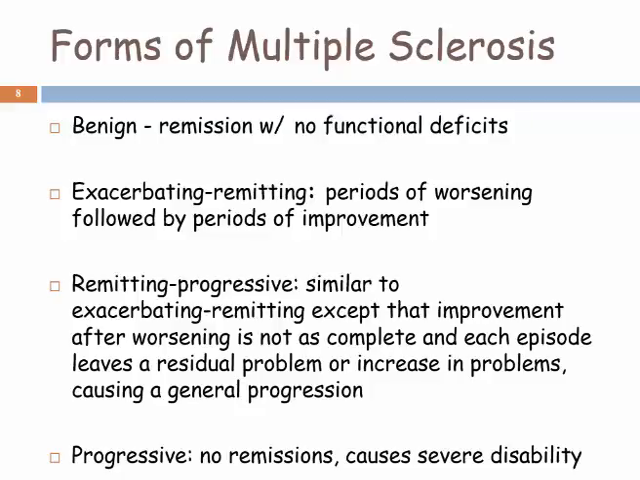The next form is remitting progressive. This is similar to exacerbating remitting, except that improvement after worsening is not as complete, and each episode leaves a residual problem or increase in problems, causing a general progression of decline. And finally, there is the progressive form. With this form, there is no remission. Symptoms steadily worsen, causing severe disability.